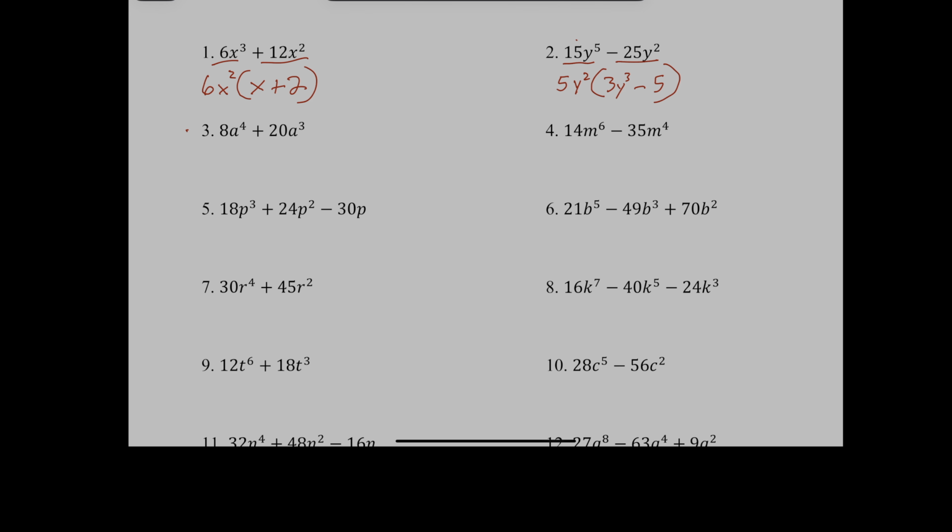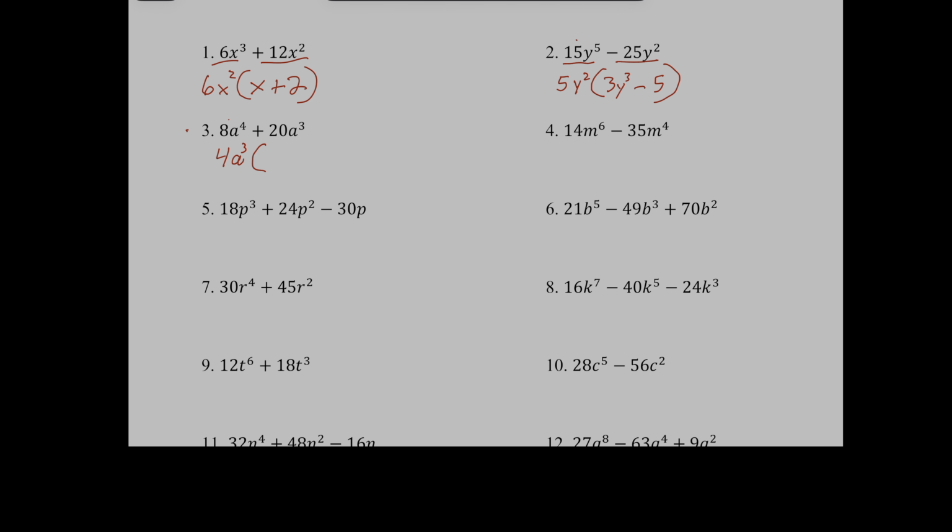Let's go on to number 3. Hopefully you see between 8 and 20, a 4 can go into both of those, so I'm going to pull out a 4. Now let's look at my letters. I have a to the 4th, I have a cubed. The most I can pull out is a cubed. I can't pull out more than what's already there. So the lowest exponent of the variable will always be the one that you pull out.